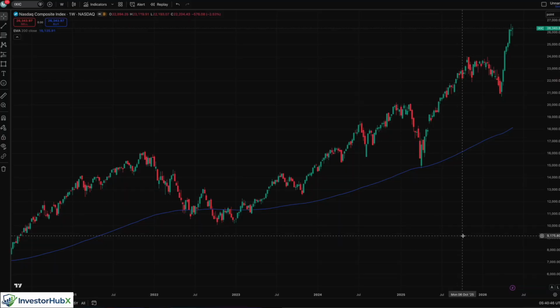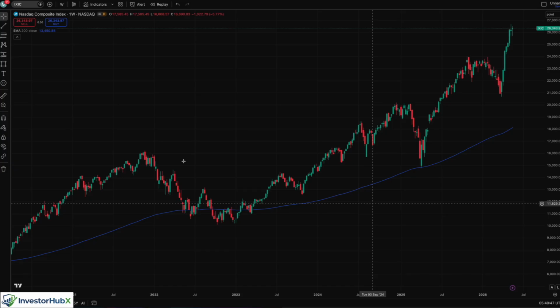Now that we understand trade quality, let's look at an example of a high-quality trade setup. This is Nasdaq on the weekly time frame. The first trade quality factor is that this is a higher time frame. Higher time frames generally carry more weight than lower time frames. The blue line here is the 200-week moving average, which acts as a dynamic support level.